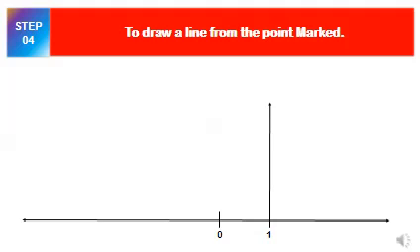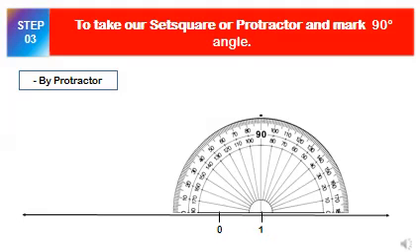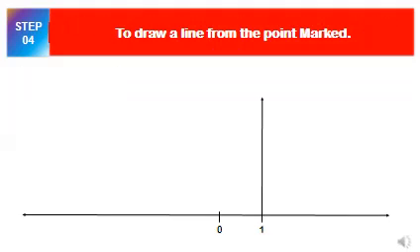Now we will see by protractor. Same, we have to keep our protractor line on the base line which we had drawn, and the middle line of the protractor should be on the point 1, and from there we have to mark 90 degrees. After marking 90 degrees, we will draw a line like this.